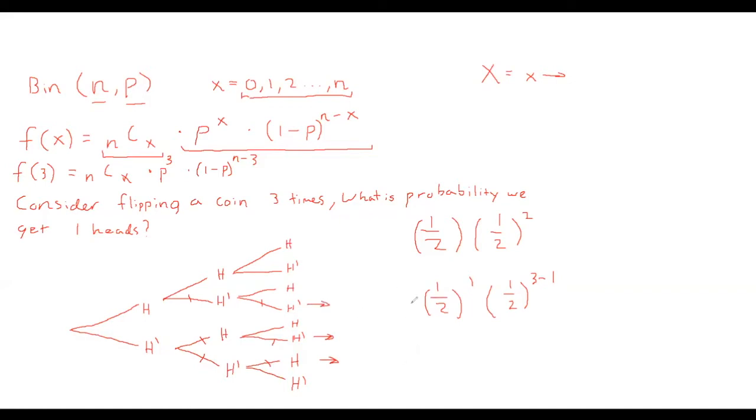And so hence the equation for the PMF at f of 1 is equal to 3 times 1/2 times 1/2 squared, which ends up being 3/8. And that actually makes sense, because if you see there are 8 possible outcomes right here, and we selected 3 of them. So hence this matches up perfectly.